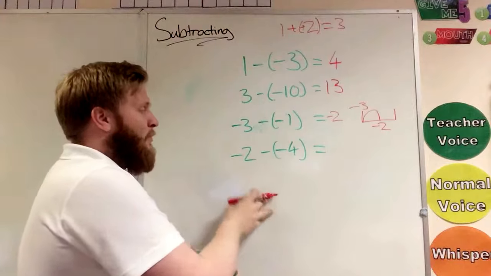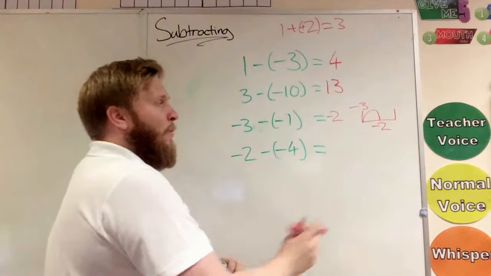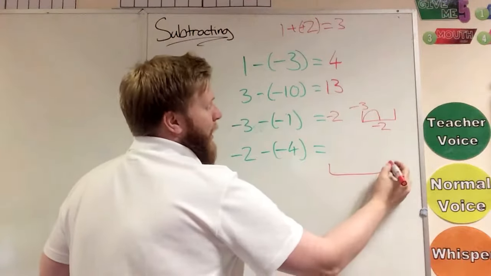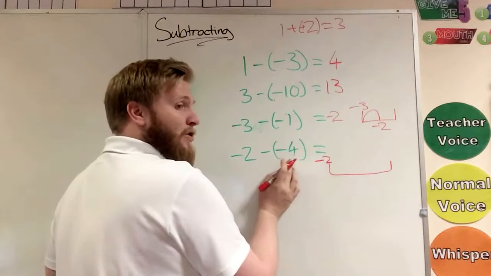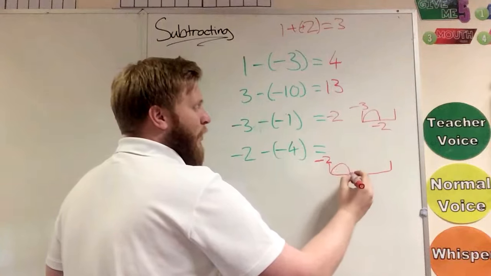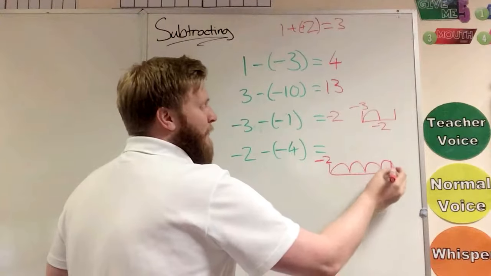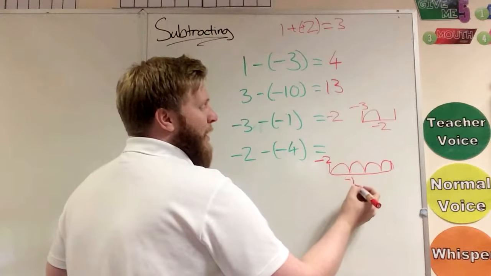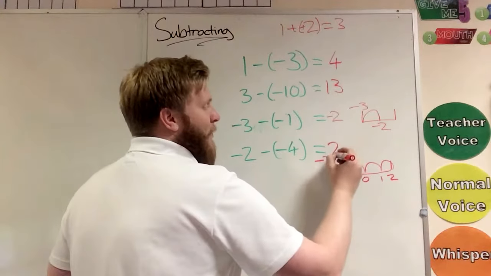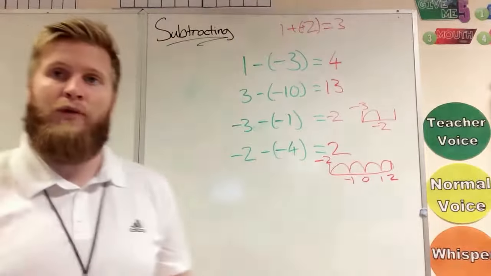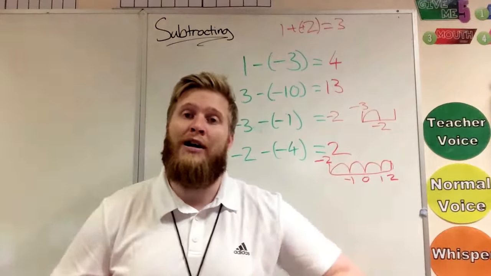And then our last one, we've got -2 take away -4. Again, let's do our number line, starting at -2. Because it's taking away a minus number, we're adding 4 on. So 1, 2, 3, 4. Let's count up: -2, -1, 0, 1, 2. Our answer is 2. So that's how we add and subtract minus numbers.